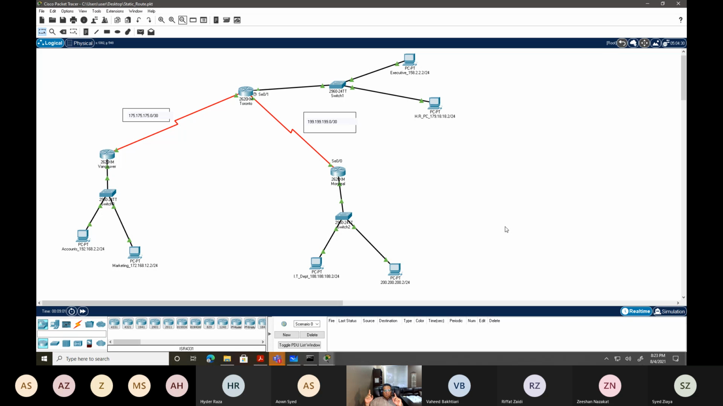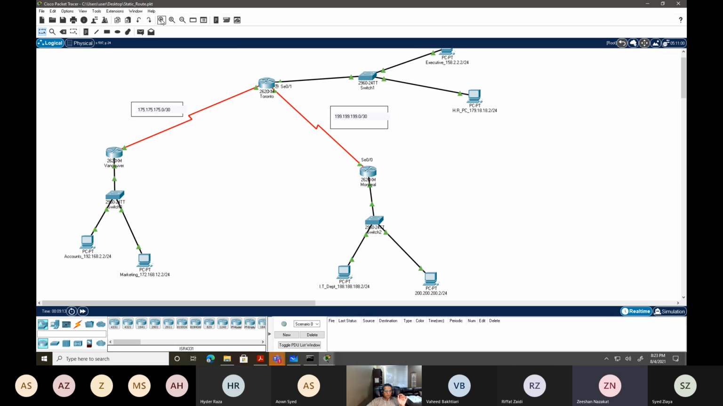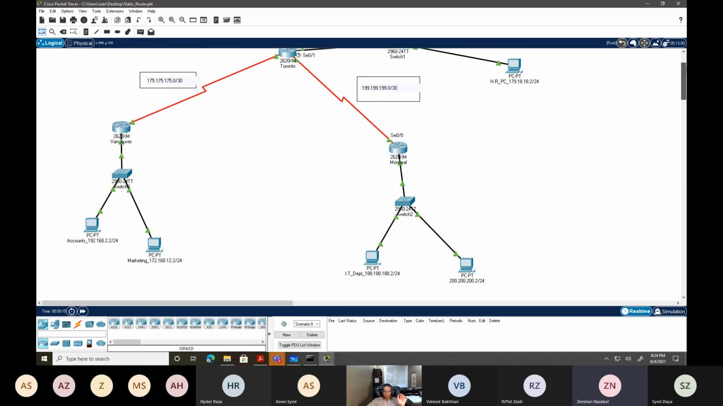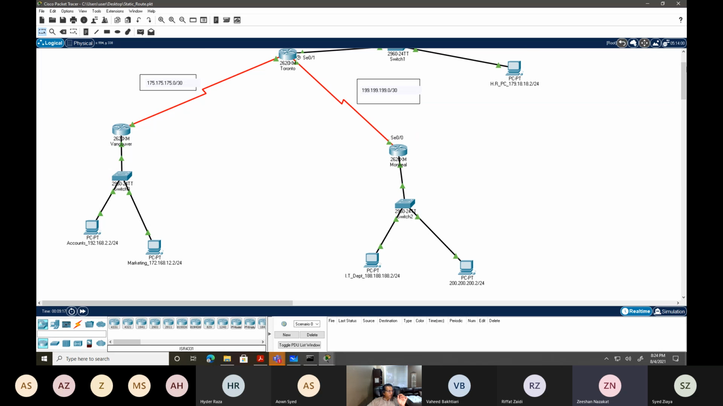You got how many networks first? How many networks you got in Vancouver? How many networks you got in Montreal? Let me enlarge it a little bit. Locally, there is only one network. Two, two, two, two. How many networks sitting behind Vancouver? One only.